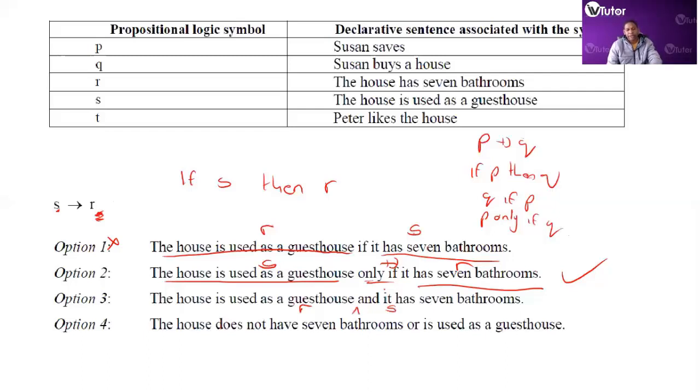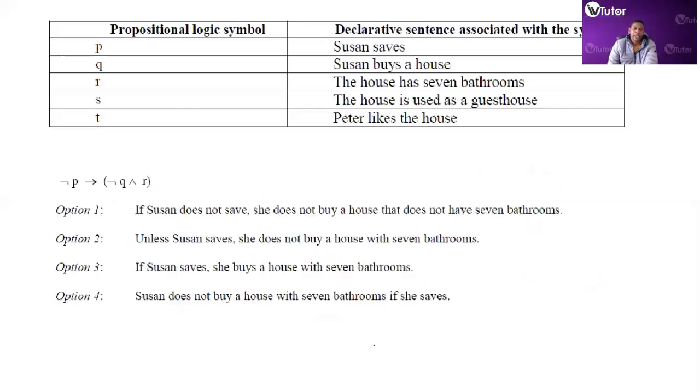The house does not have 7 bathrooms or is used as a guest house. So this is a negation over there. And so the correct option there would be option 2. Right, not P implies, not Q implies, and R. So this part says not Q and R. Susan does not buy a house and the house has 7 bathrooms.